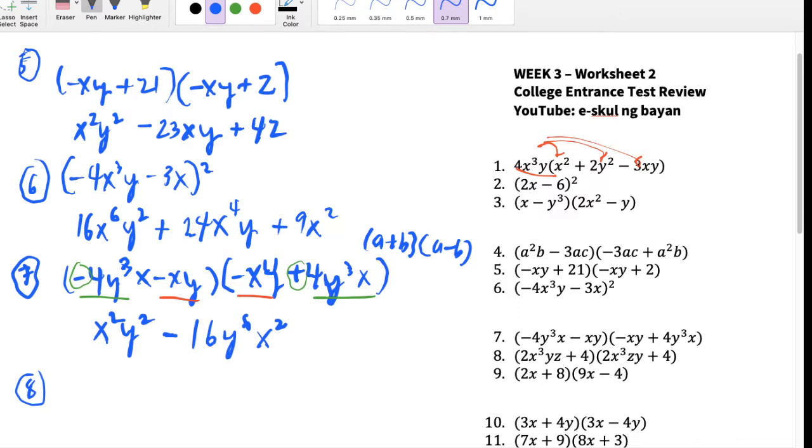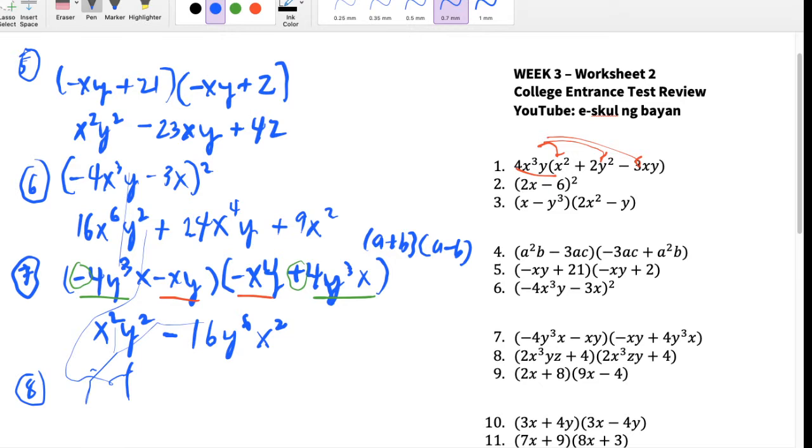2x cubed. Okay, so meron tayo ditong perfect square trinomial ulit. Correct? So, a squared plus 2ab plus b squared. Ganun yung form. Hindi ko rin susulat.